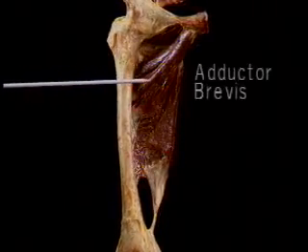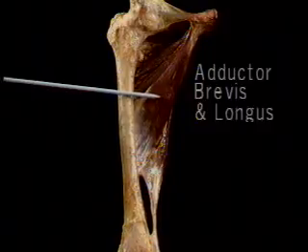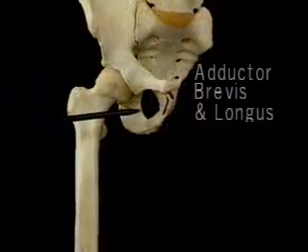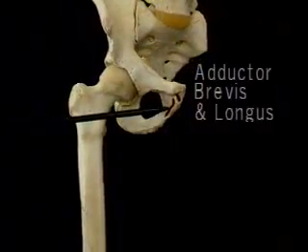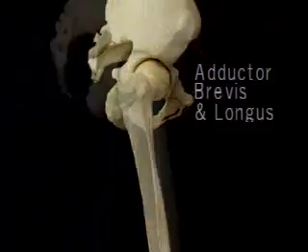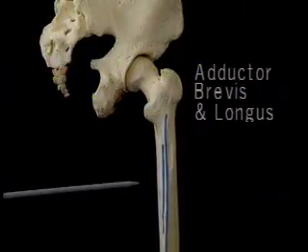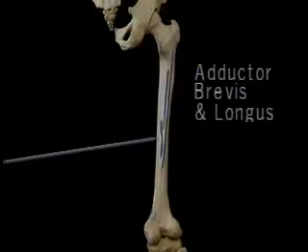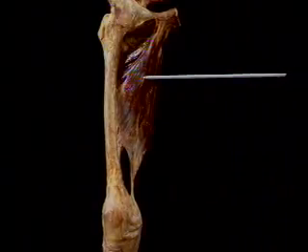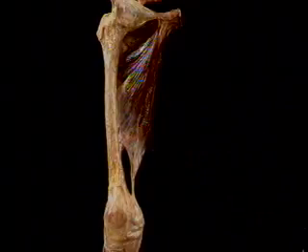Here's adductor brevis. Here's adductor longus. Brevis arises here on the body of the pubis. Longus arises here. They're inserted on the femur right next to adductor magnus, brevis above, longus below. The insertion of adductor longus stops just short of the adductor hiatus.